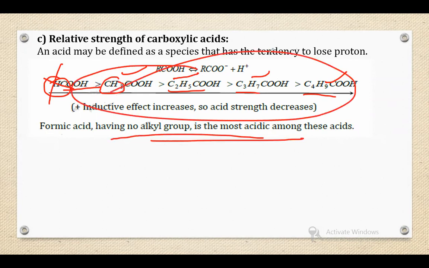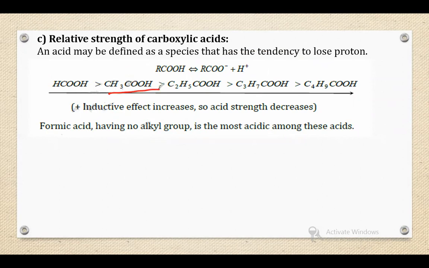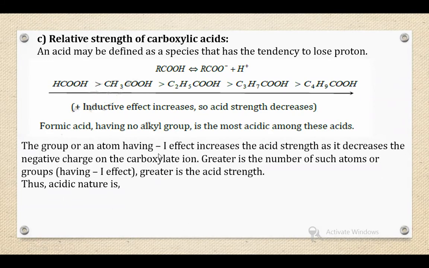Okay, why is formic acid more acidic than acetic acid? Because it doesn't contain an electron donating group, no alkyl group in formic acid. Hence, it is a stronger acid than acetic acid. Not only this, if we consider the minus I effect, as the group or atom having a minus I effect increases, the acid strength increases, as it decreases the negative charge on the carboxylate ion. The greater the number of such atoms in a group with minus I effect, the greater the effect. So understand this: as the minus I effect of the group increases, the acid strength increases as the negative charge of the carboxylate ion decreases.